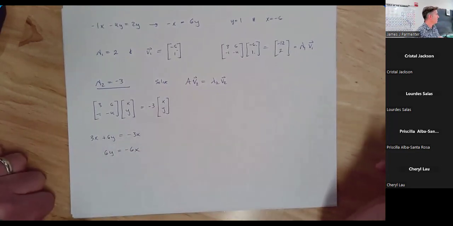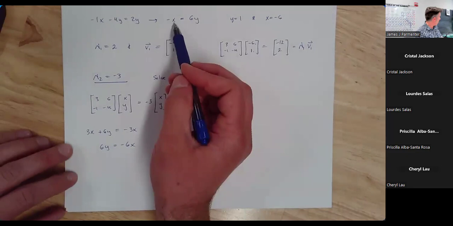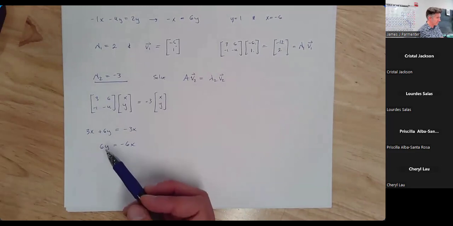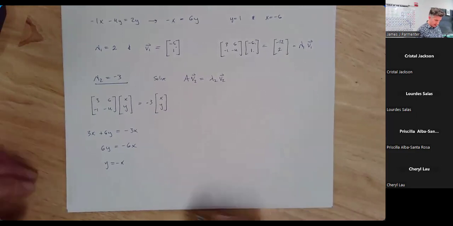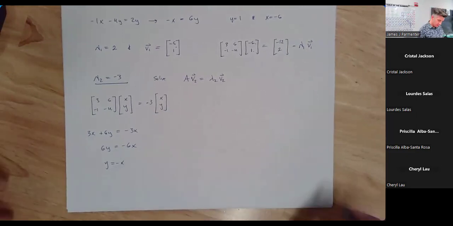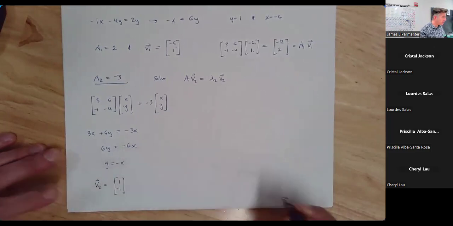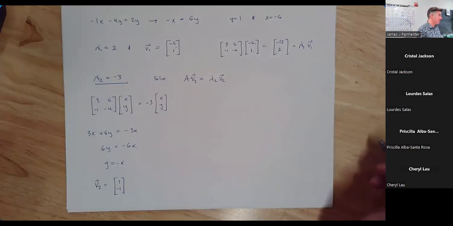I do recommend dividing both sides until you have the smallest integers. In the previous example, I didn't divide both sides by anything because the coefficient of x was 1 or negative 1. Here, I would divide both sides by 6 and say y equals negative x. Then I would pick x equal to 1 and get y equal to negative 1. So my eigenvector is going to be 1, negative 1. Or negative 1, 1. Or 3, negative 3. Or 5, negative 5. Or negative 6, 6. Literally any non-zero multiple of this vector is also an eigenvector. That is a valid, correct answer.